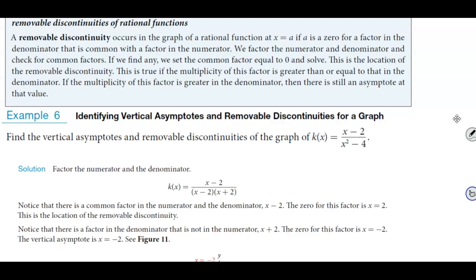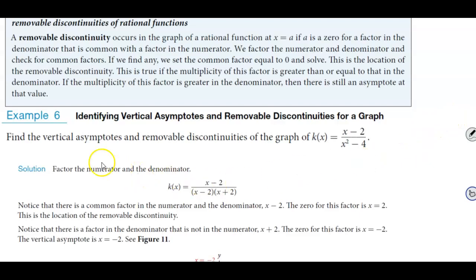We factor the numerator and denominator and check for common factors. If we find any, we set the common factor equal to 0 and solve. This is the location of the removable discontinuity. This is true if the multiplicity of this factor is greater than or equal to that in the denominator. If the multiplicity of this factor is greater in the denominator, then there is still an asymptote at that value.